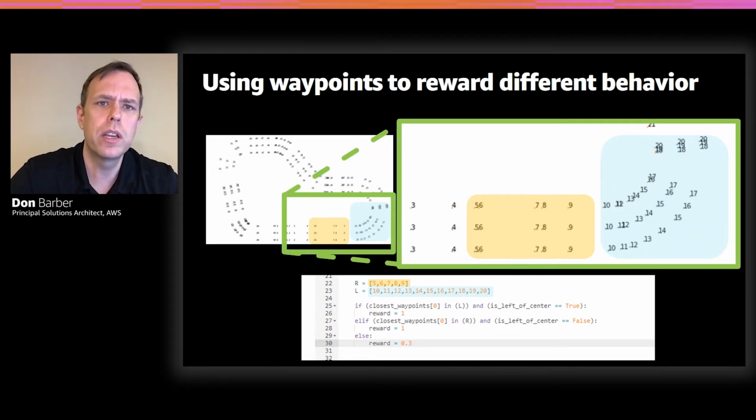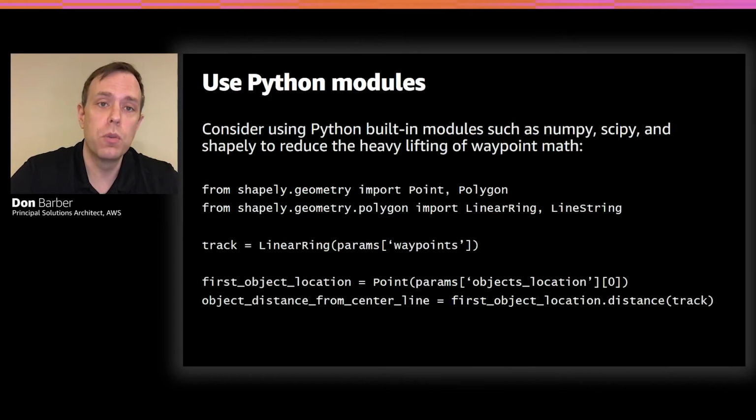And in case you're wondering how to obtain the waypoints and how to visualize those waypoints, we'll go over that in a couple of slides when we get into the log analysis notebook. But while we're on the subject of waypoints, I do want to recommend making use of some of the modules available to you in AWS DeepRacer for your Python reward function, specifically the NumPy, SciPy, and Shapely modules. They make some of this math really, really easy.